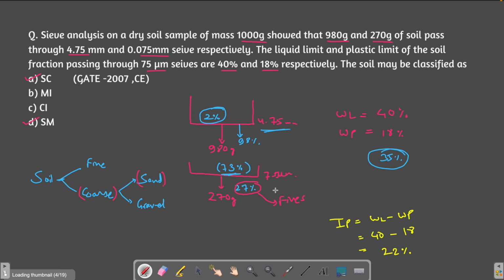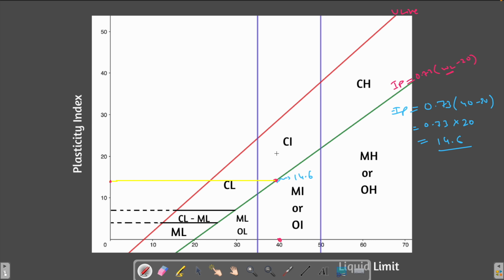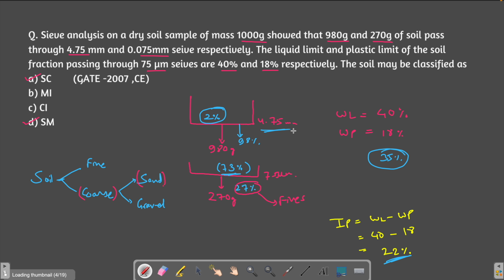And what was our IP? Our IP was 22. So 22 is definitely greater than 14.6. 22 lies somewhere here. So that means what is it? It is a clay zone. Anything above the A line is clay zone. So here it is definitely clay and not silt. So our answer is option number A. This is clay, so it is clayey sand. SC means clayey sand. C stands for clay and S stands for sand, and we call it clayey sand. That was our second question.